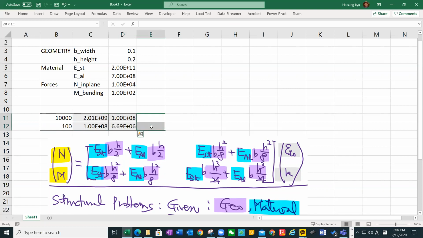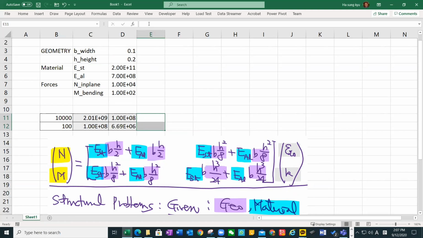Now what you want to solve? You want to solve these two terms. How can you solve this one? Well, what you need to do is to just take the inverse of this matrix, inverse of a matrix, and multiply here, right? Inverse of this matrix and multiply by this.